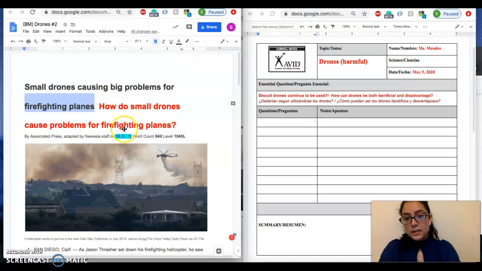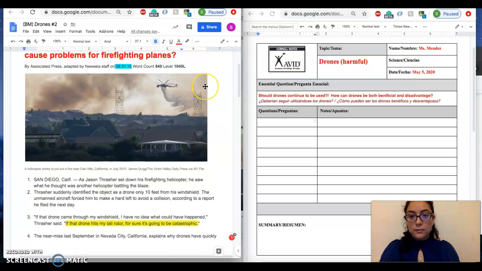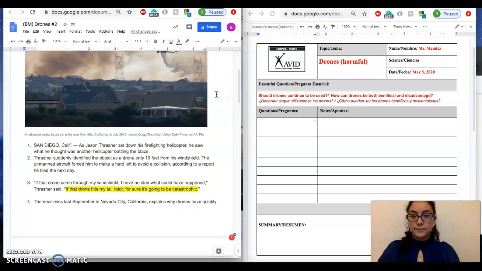So you can see that I highlighted the date when the article was written, because if you would have read it once, knowing when it was written is important. So it was written in the year 2015. So let's make sure we keep that in mind.